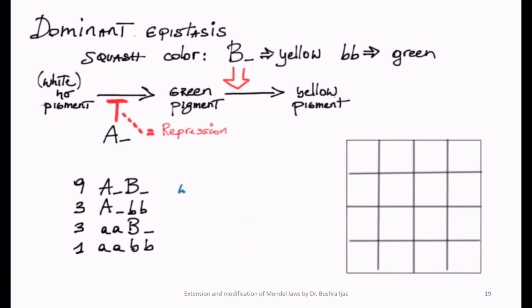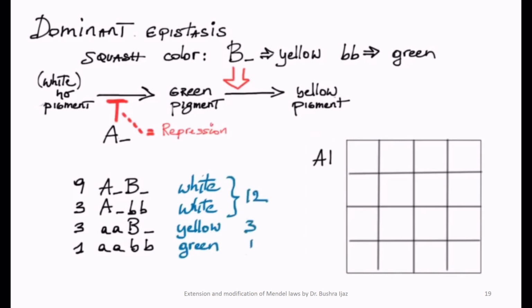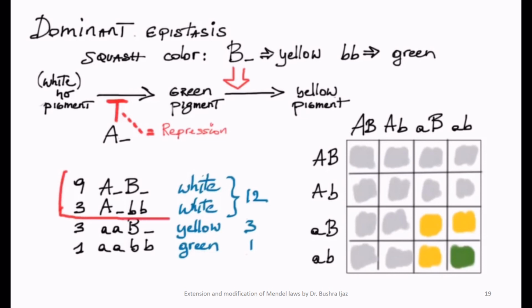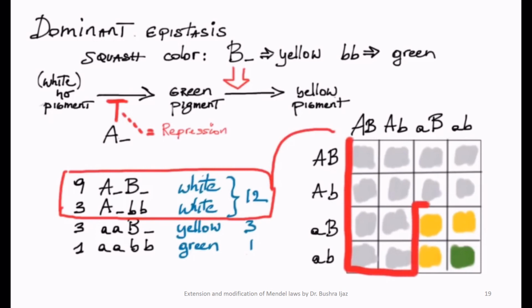The presence of big A results in white squashes. In the absence of the big A repressor, big B results in yellow squashes, and little b in green squashes. The F2 ratio is 12 white, 3 yellow, and 1 green. In the Punnett square, we mark green the double homozygote recessive, yellow the 3 squares that have big B but lack big A, and the rest are white. Looking at the layout, the epistatic big A allele affects 3/4 of the 16 squares in a typical dominant ratio.